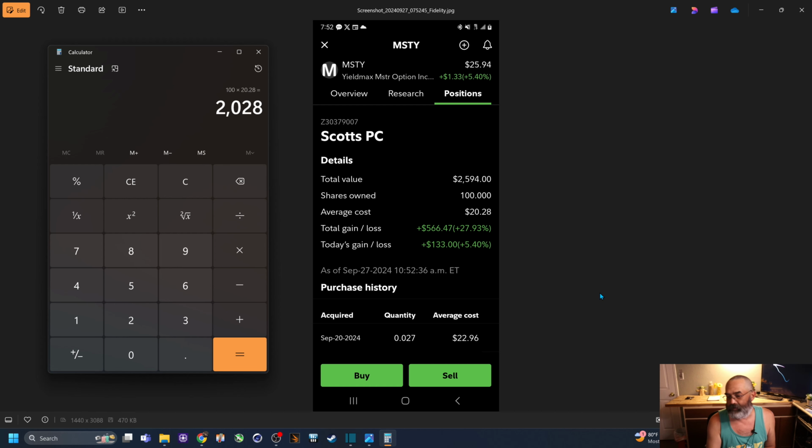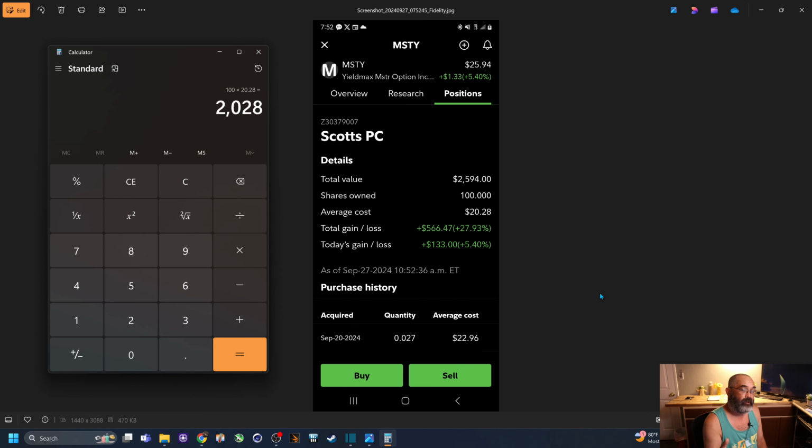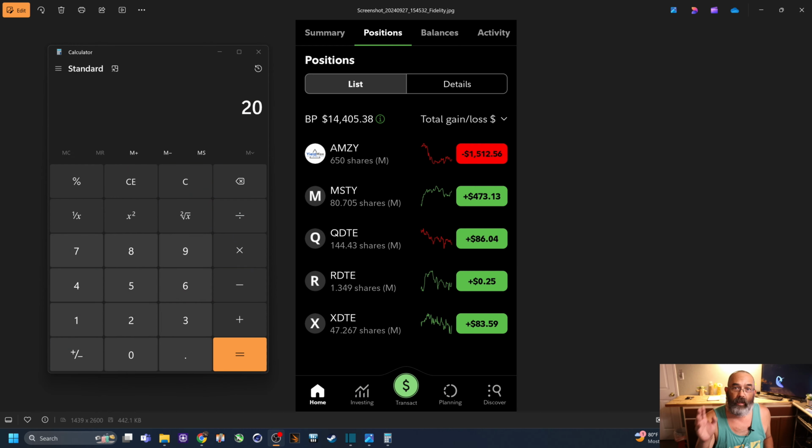And what we're looking at here is a screenshot of about 2 hours after the market opened today, September 27th, Friday. It was up $1.33 to $25.94, and you can see my total gain or loss at $566. This is when I decided to pull the trigger and rip $500 from the top. And that $500 rip is basically 25% of my initial investment of $2,000.